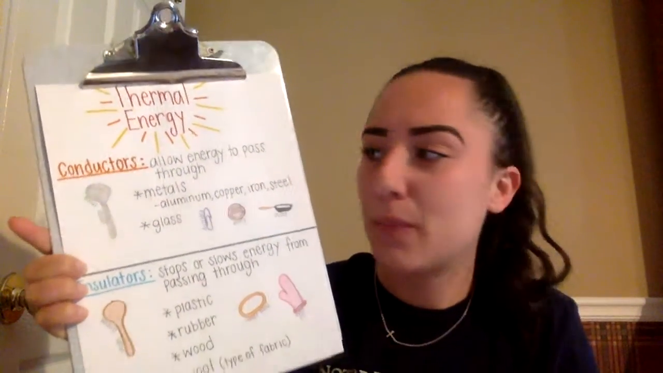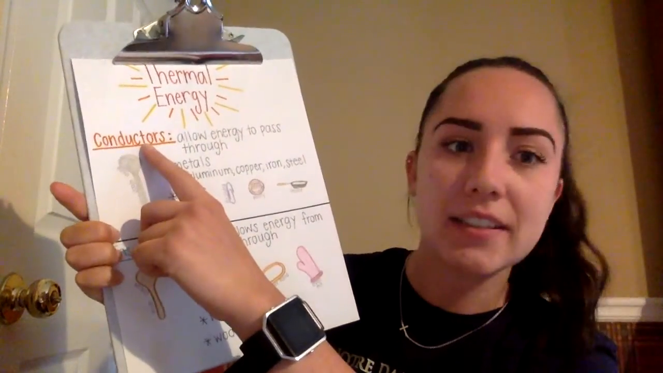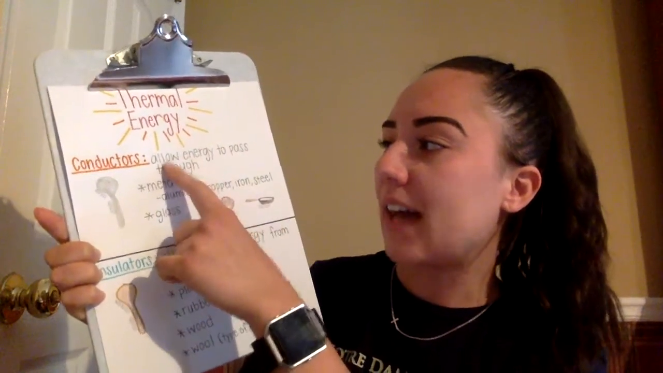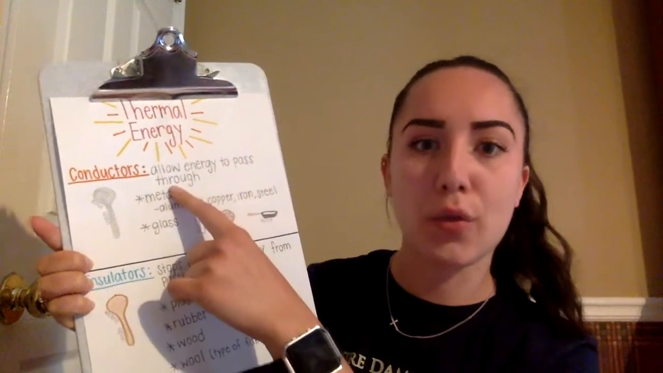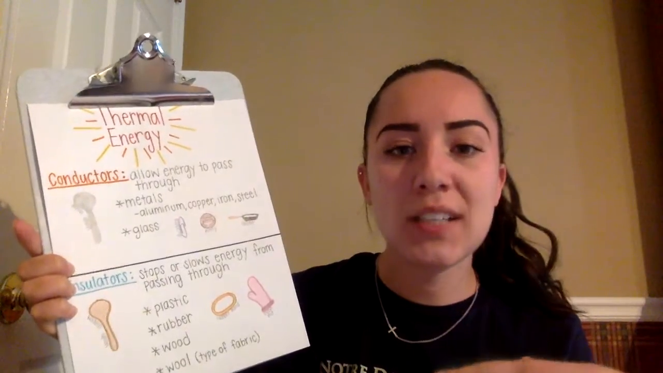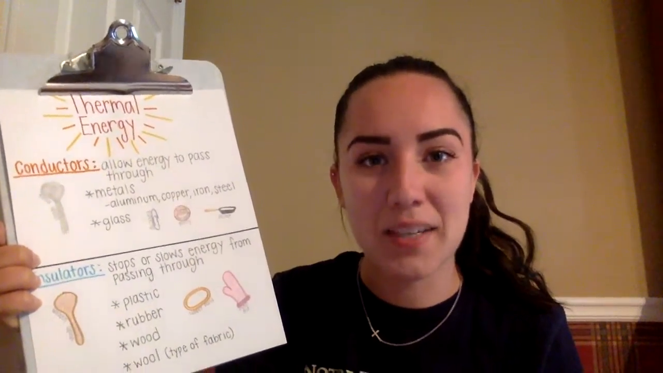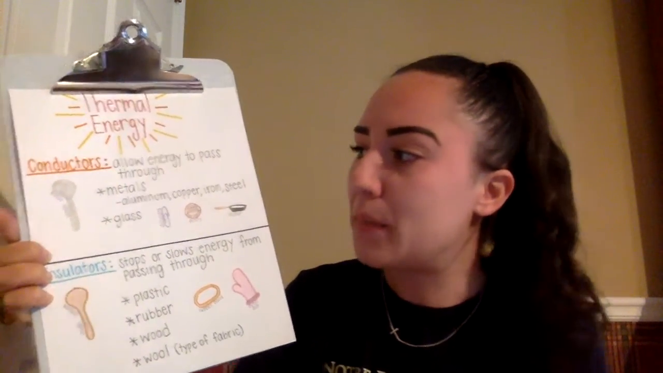And today we are going to learn about insulators and conductors, two types of materials that they can be sorted into. So, I made another chart for us that we can use to help. So here I have conductor. A conductor is any material that allows energy to pass through it. So it's going to allow that heat to go through the material and it's going to get really hot because of that. So here are some examples.